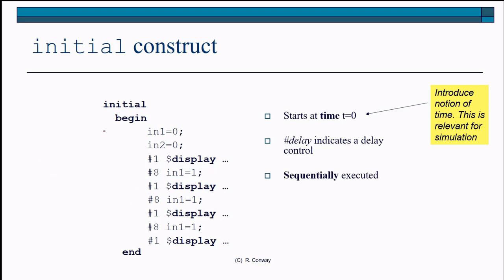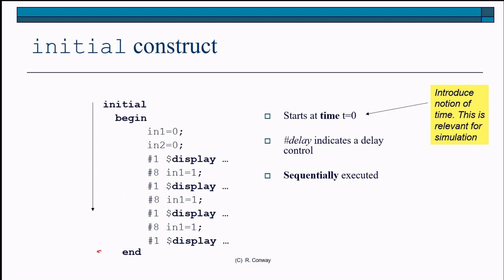During the simulation, the initial construct starts at time 0 and sequentially executes the code following the order in which the statements are listed. So this statement will always execute before the next statement, and the statements execute in the order listed.